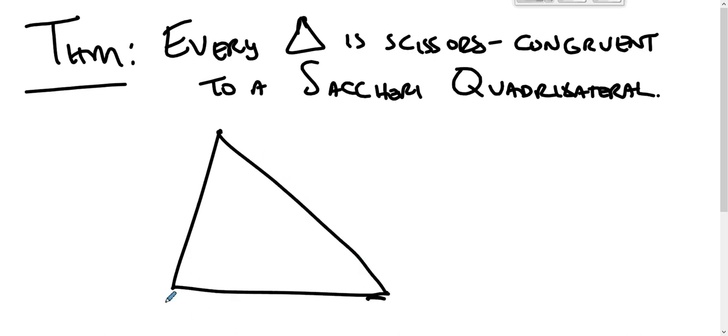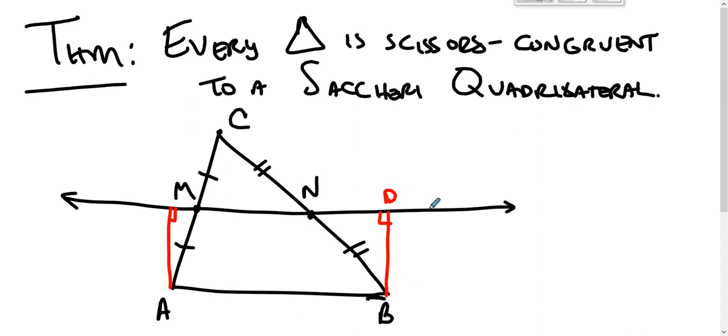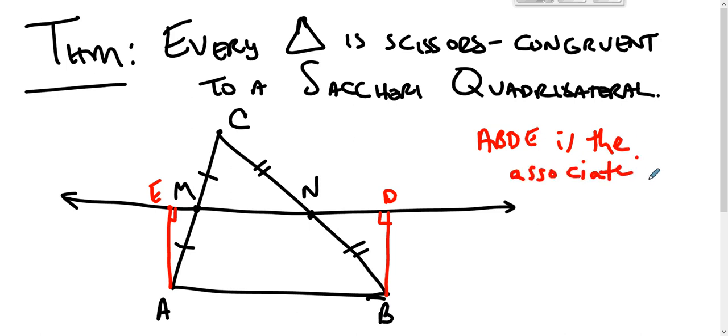We take some triangle ABC, we find the midpoint of AC, and we find the midpoint of BC, and then we draw the line through M and N. The Saccheri quadrilateral is formed by dropping perpendiculars to line MN from B and A. We call ABDE the associated Saccheri quad for triangle ABC.